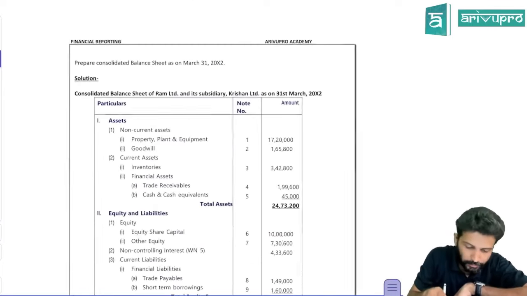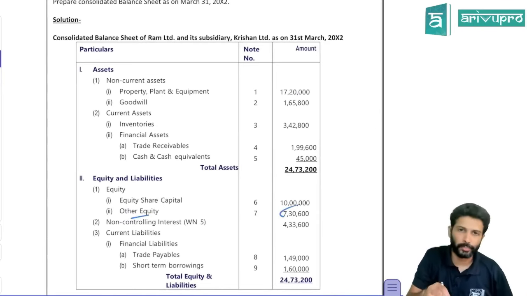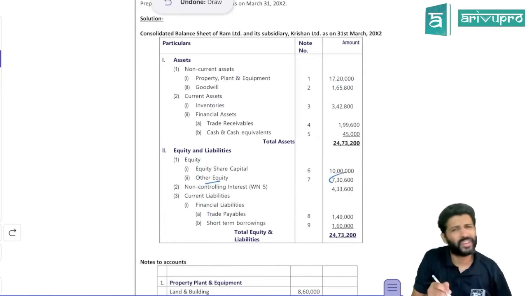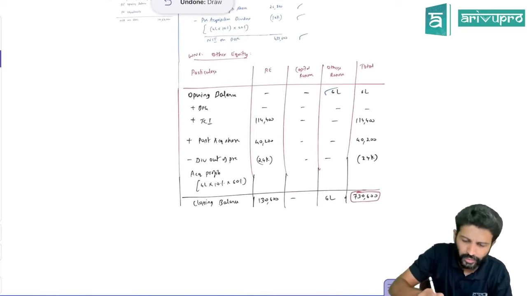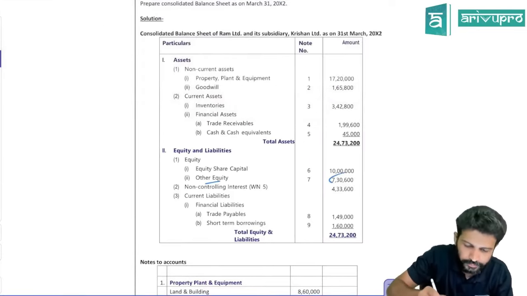If you want, I can just show it over here. This is your consolidated balance sheet. Other equity is 7,30,600. Straight away you can show. And consolidated balance sheet is pretty straightforward. If you want, maybe quickly run this working out, we can quickly run this also. Just 1 minute. I'll get this a little closer.